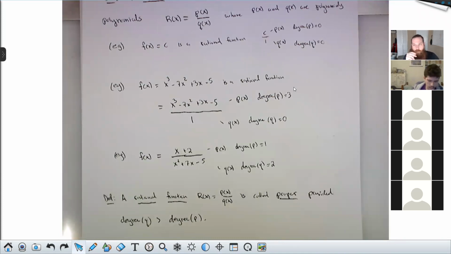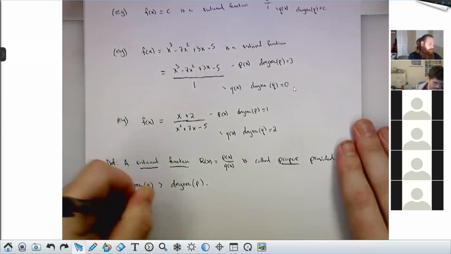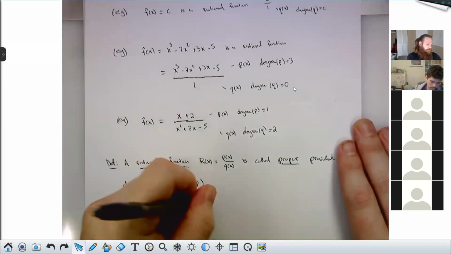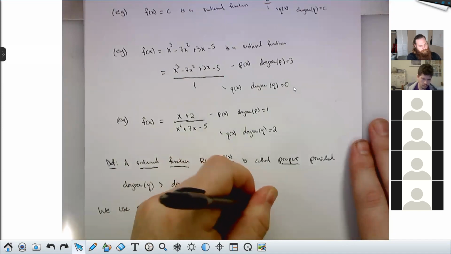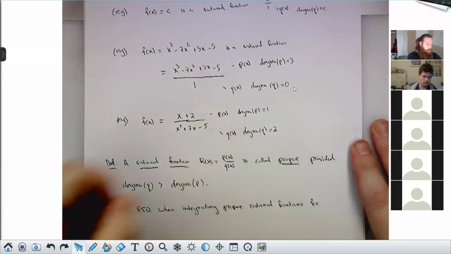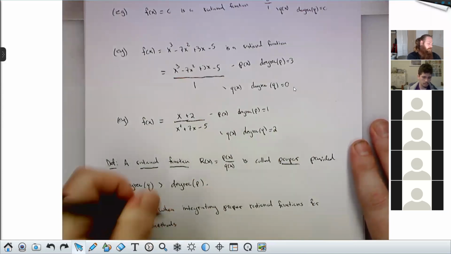Partial fractions is a tool we use when we want to integrate a proper rational function for whom nothing else works, like u sub doesn't work. So we use PFD when integrating proper rational functions for whom other methods don't work.